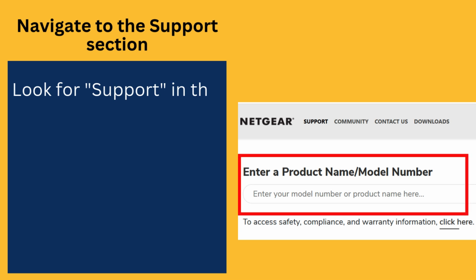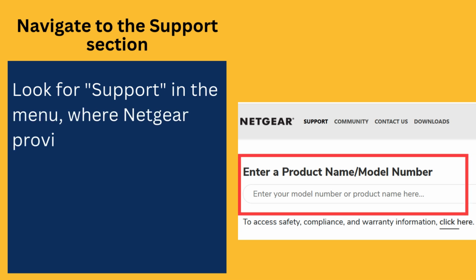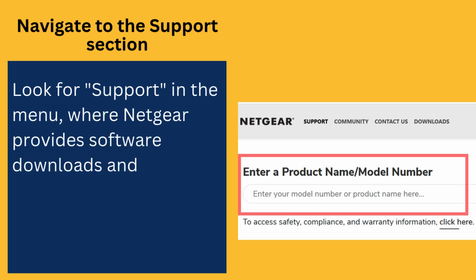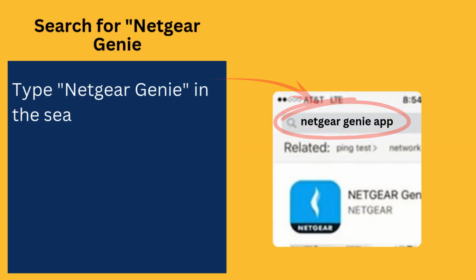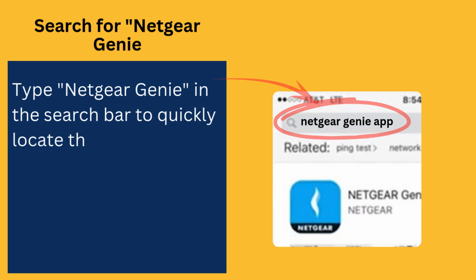Navigate to the Support section. Look for Support in the menu, where Netgear provides software downloads and documentation. Search for Netgear Genie. Type Netgear Genie in the search bar to quickly locate the correct software page.